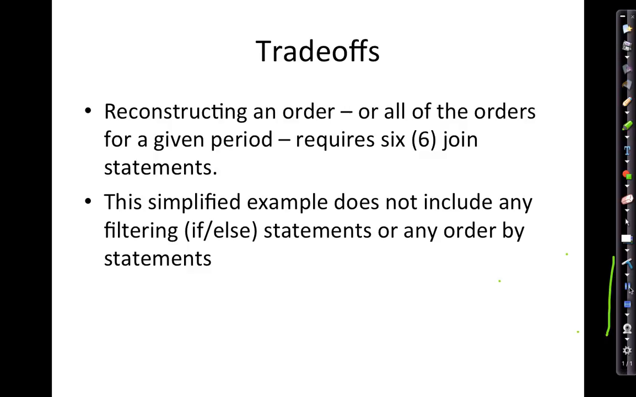So there are trade-offs. To reconstruct the order in this example, you need 6 join statements. Depending on the size of the database, the number of rows, operations like table joins can take up a lot of available resources of a server, especially when there are a lot of filtering or ordering statements. This is why many data centers have a copy of the database, which is used for reporting, to prevent this kind of activity from impacting the daily operation of collecting and managing the data.